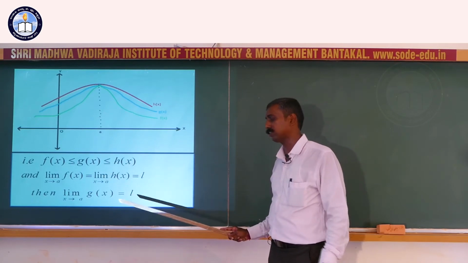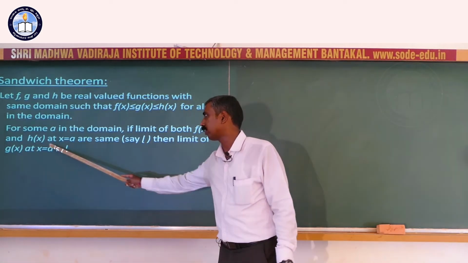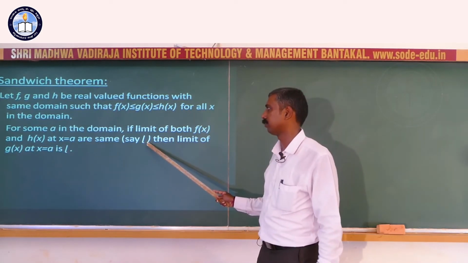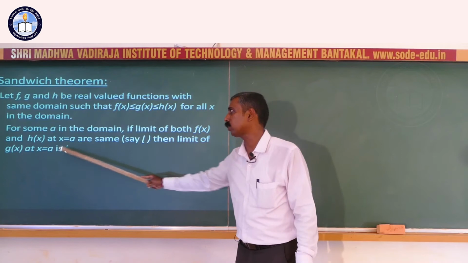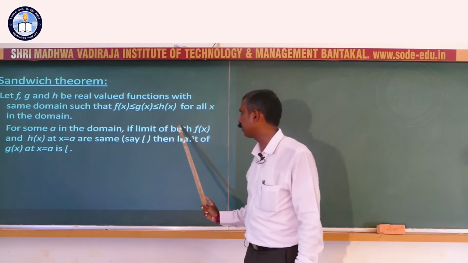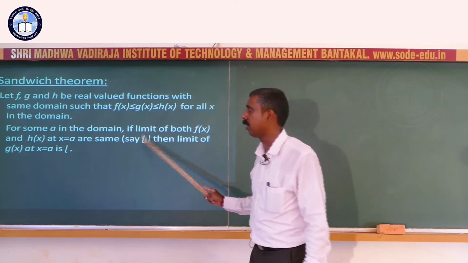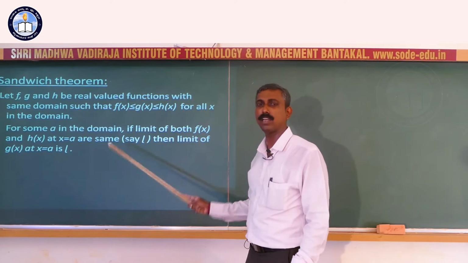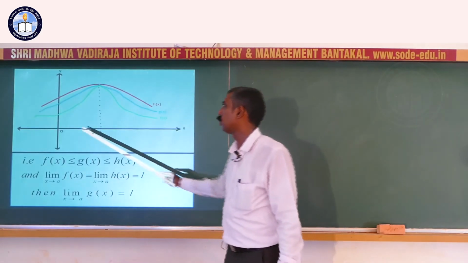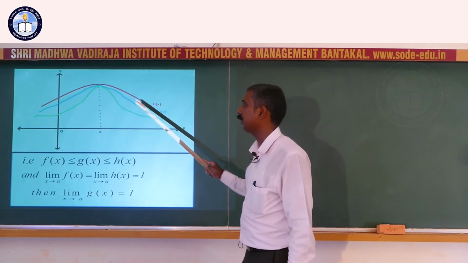So how does it look? See, h of x has a limit L, and f of x also has a limit L. So f of x and h of x both have the same limit L, then g of x will attain the same limit. So f will be under g, and g will be under h.